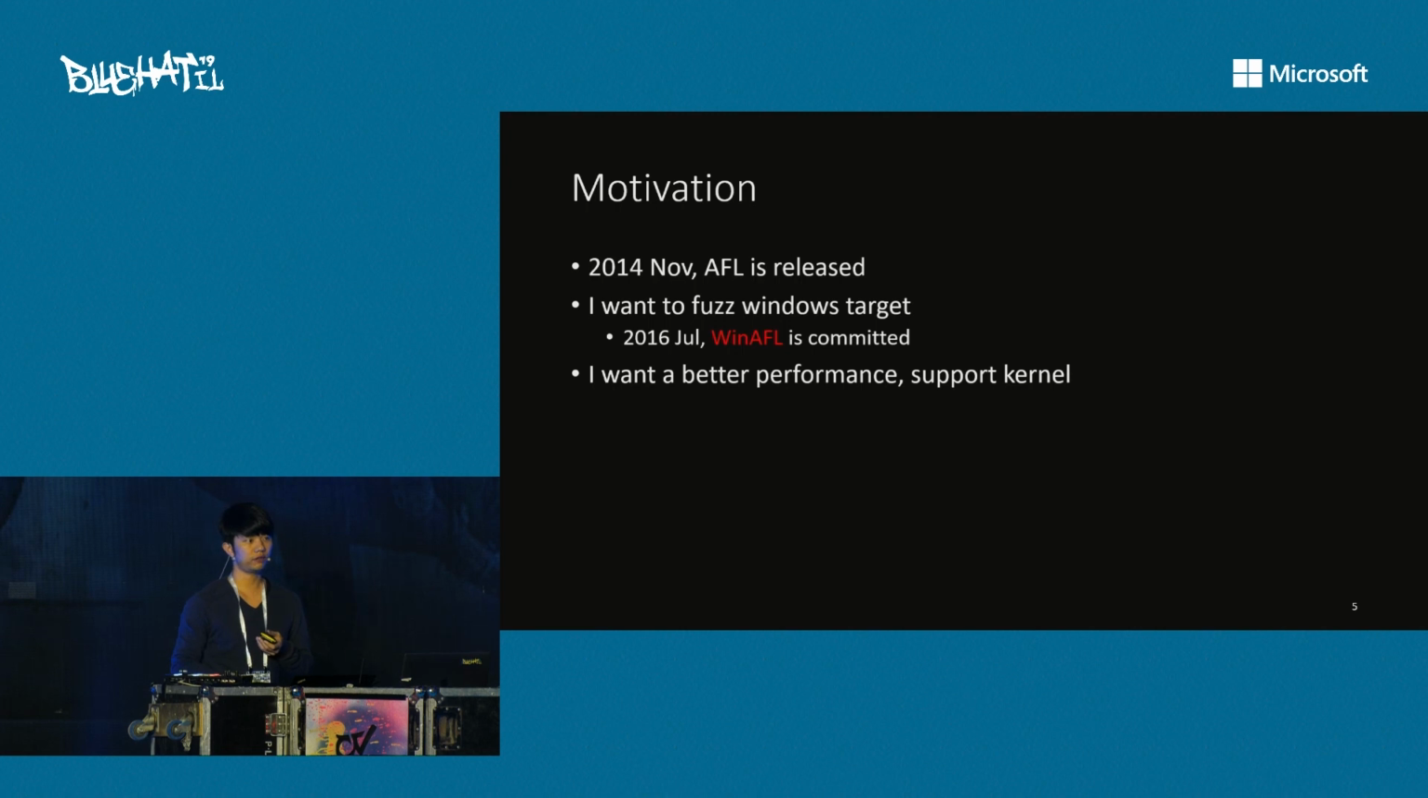Two years later, someone from Google ported AFL to Windows, and that is the WinAFL project. It used dynamic binary instrumentation to get the code coverage, so it doesn't need the source code of the target application. However, it slowed down the fuzzing speed, and I hoped it could fuzz kernel drivers. At that time, I thought static binary instrumentation was one of the solutions to achieve these two requirements.